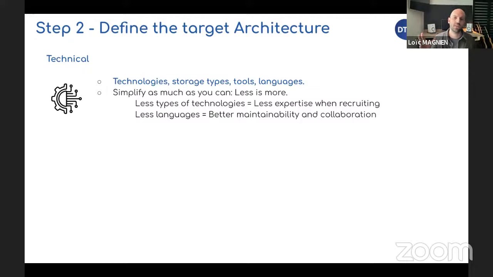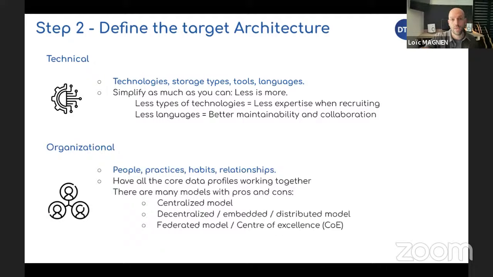If you have fewer technologies, you will need less expertise when recruiting. That's always good, so you don't have to look for a super polyvalent profile. And when you have fewer languages, it's better for maintainability and collaboration in the team, because when you are on holiday, somebody else can cover for you, and you can challenge the code of another person in the team, for example.